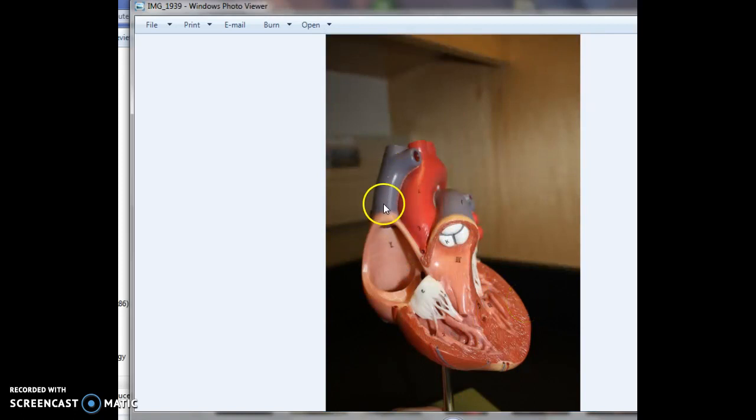So this is the superior vena cava, inferior is down here. This is the right atria, tricuspid valve, right ventricle. This is the septum, pulmonary semilunar valve, pulmonary trunk, brachiocephalic veins, aorta, arch of the aorta, brachiocephalic artery, left carotid artery.